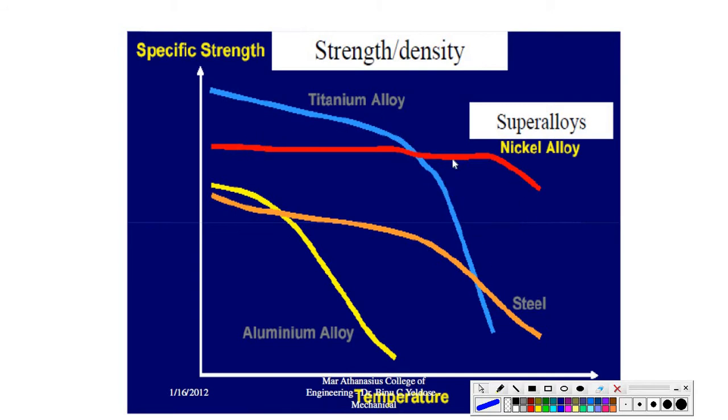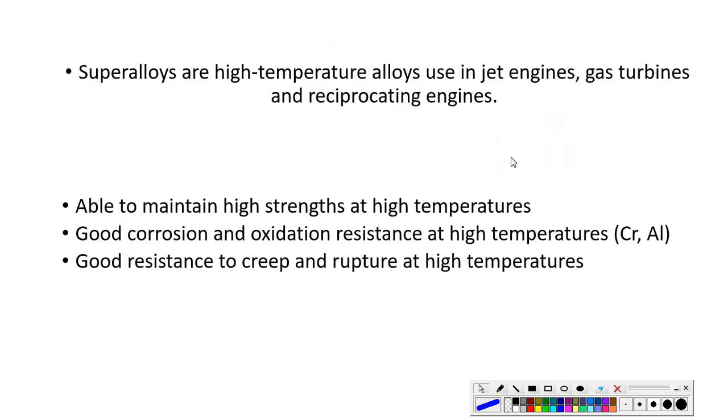But see this red colored superalloy, say nickel alloy. Nickel alloy is one type of superalloy. See this, it maintains a constant strength up to very high temperature, even very close to the melting point of nickel. This superalloy material shows very high strength at a high temperature. So that is the important property of a superalloy.